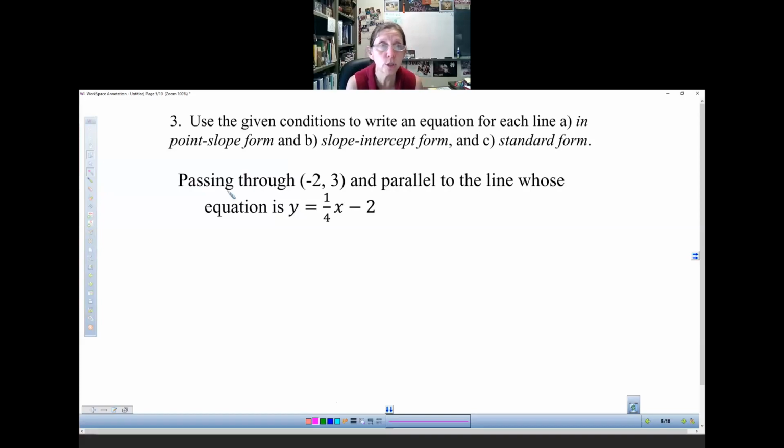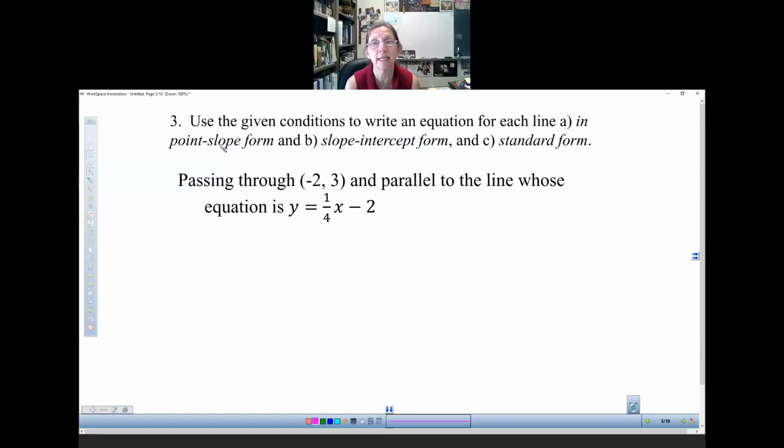So when you're doing your homework on these, some of these are going to simply say, here's the information, write my final answer. Some of them are going to be step by step, and it's going to say, stop here, stop here, stop here. And I'm going to try to show you those stops along the way, okay? So it says to use the conditions to write an equation for each line.